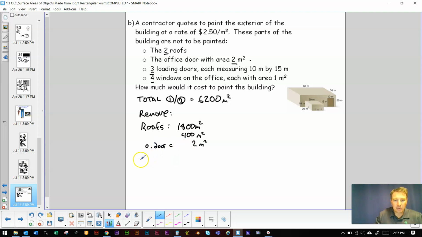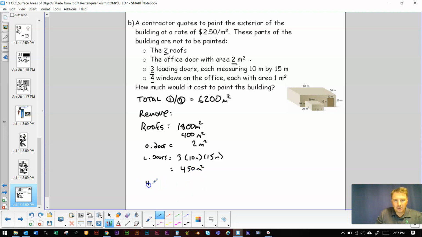What are we at here? 3 loading doors. So I'm going to put L doors. Doing a little math for this one. Each loading door is 10 meters by 15, and we need 3 of them, right? So there's 3 times 10 meters times 15 meters is going to give us a grand total. Well, 10 times 15 is 150, times 3 is 450 meters squared.